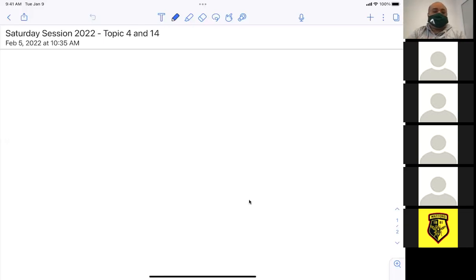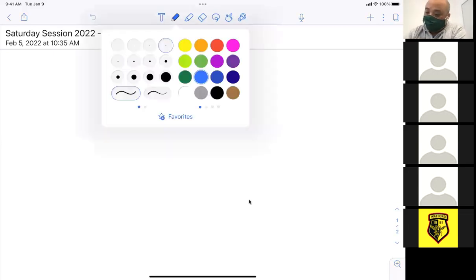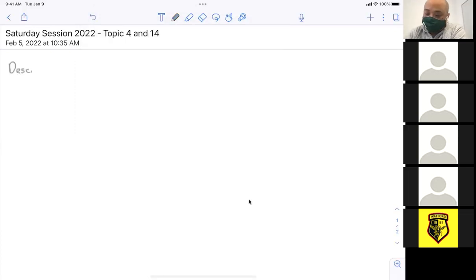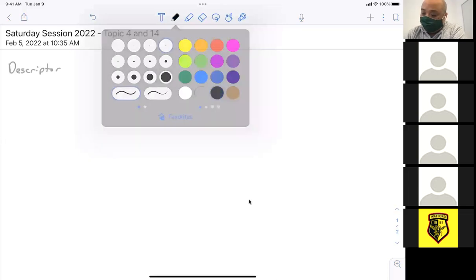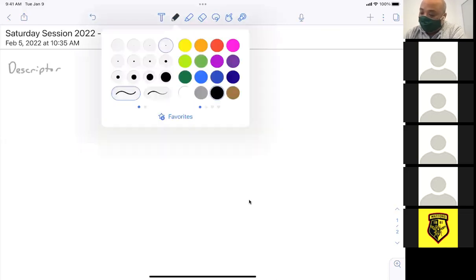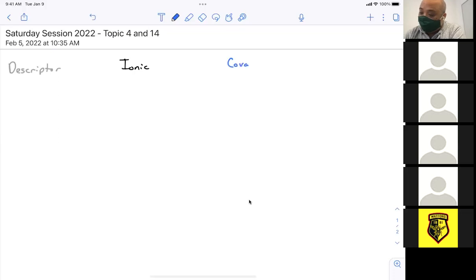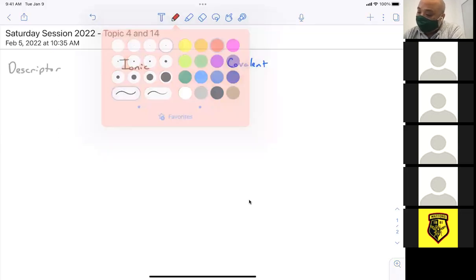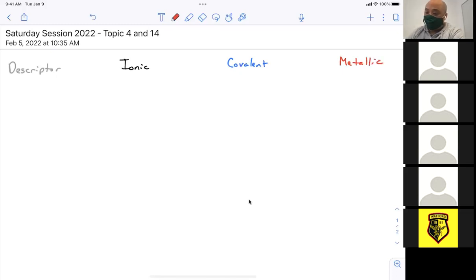Okay, so today's lesson is topic 4 and 14, which is essentially all bonding in IB chemistry. The first section we're going to be doing is dividing this up into types of bonding and comparing and contrasting those types of bonding according to different descriptors. We will break this up into 4 columns. We'll have a descriptor, and then we will have ionic bonding, covalent bonding, and then metallic bonding. We are going to compare and contrast these based on different aspects of each one, okay?